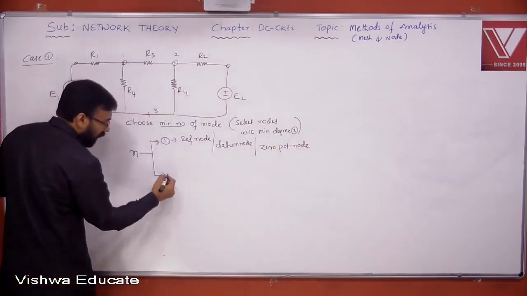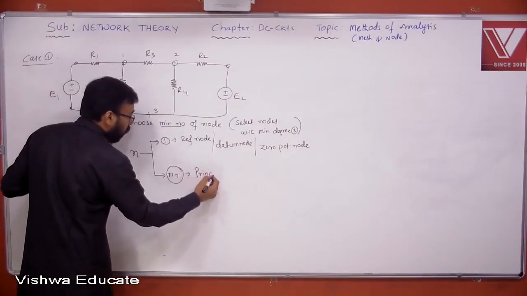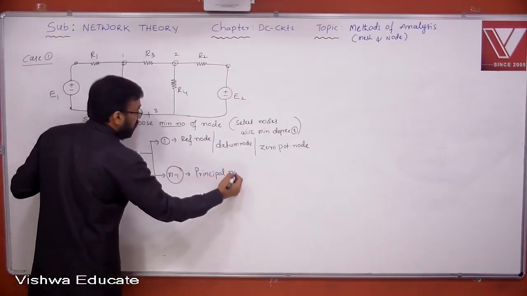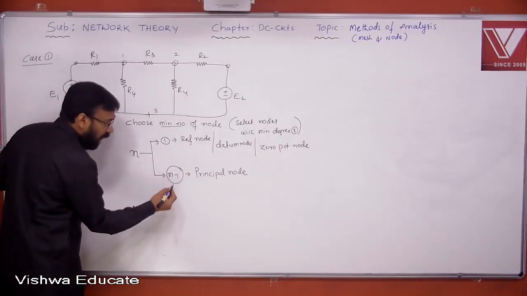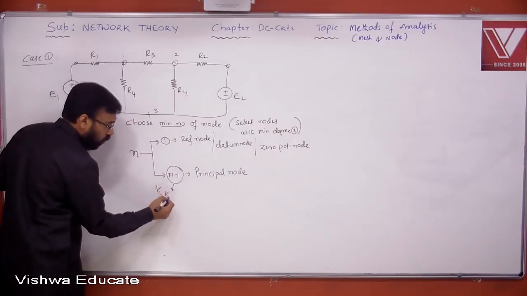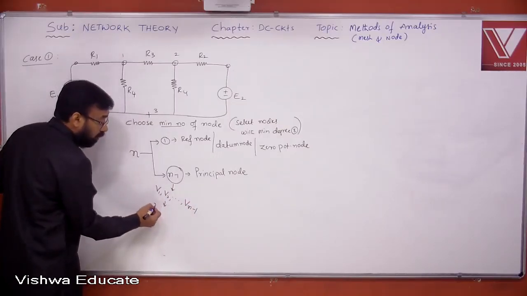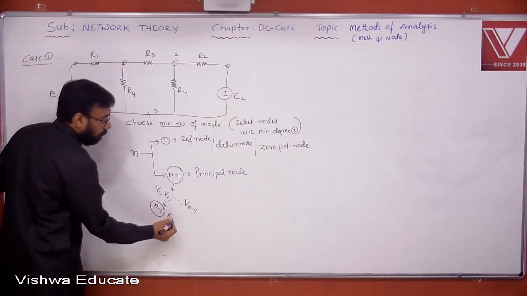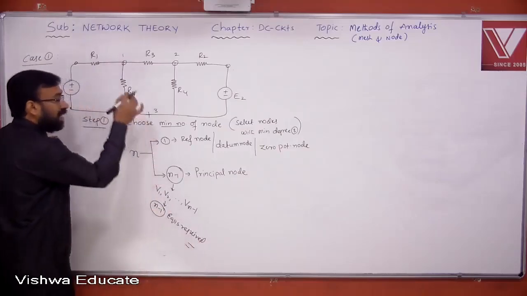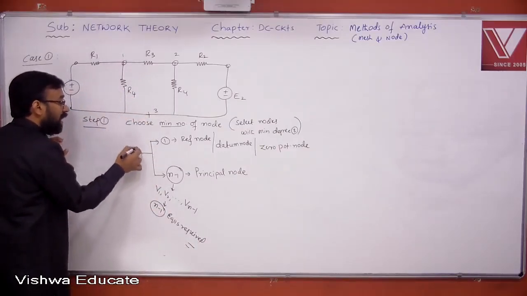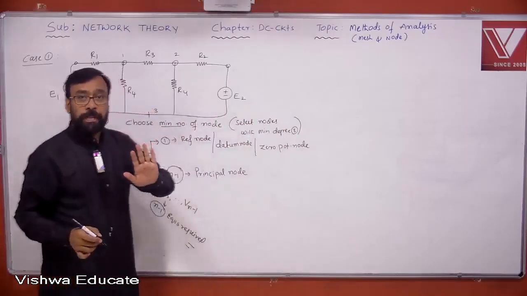Now what are the remaining nodes available? n minus 1. These n minus 1 nodes are called principal nodes. Understand all of you? At each principal node, you indicate a variable v1, v2 and so on. How many are there? V n minus 1. Therefore, n minus 1 equations are required to analyze the network with n number of nodes. What is n? N itself is the minimum number of nodes after selecting the nodes with minimum degree 3. Is it clear, all of you?